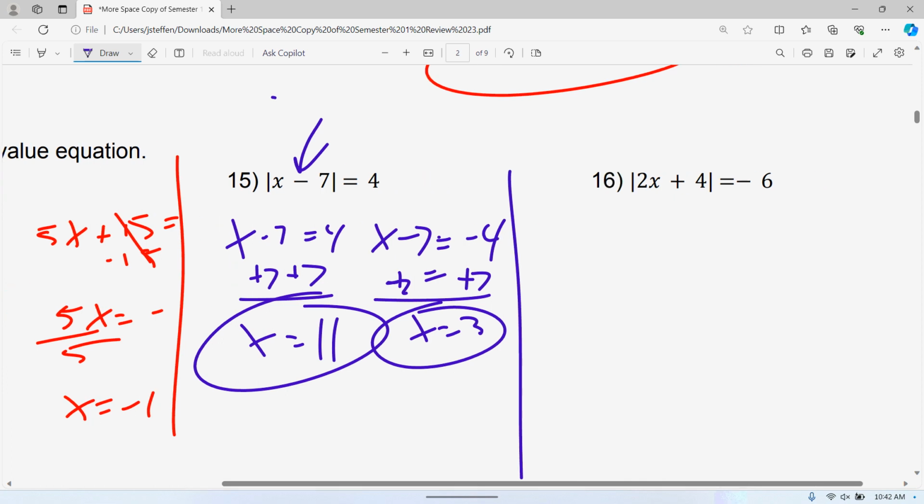And number 16, for this one, we hopefully realize that this is equal to a negative. An absolute value is always positive. So you'll never have an absolute value that's equal to a negative. So this one is no solutions.